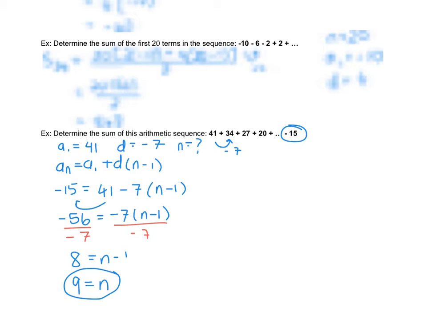Now that we have n, and we have the first term and the last term, you can actually use either arithmetic series formulas. I'm going to use the first one because it's a little simpler. So I'm finding the sum of the 9 terms. A1 is 41. My last term is negative 15. And I'm going to divide that all by 2. I'm just going to do this all at once in my calculator. And I get 117. So the sum of all of these terms is 117.